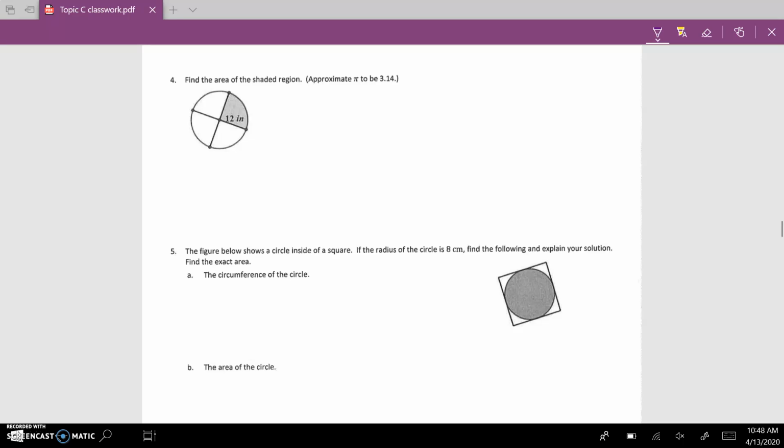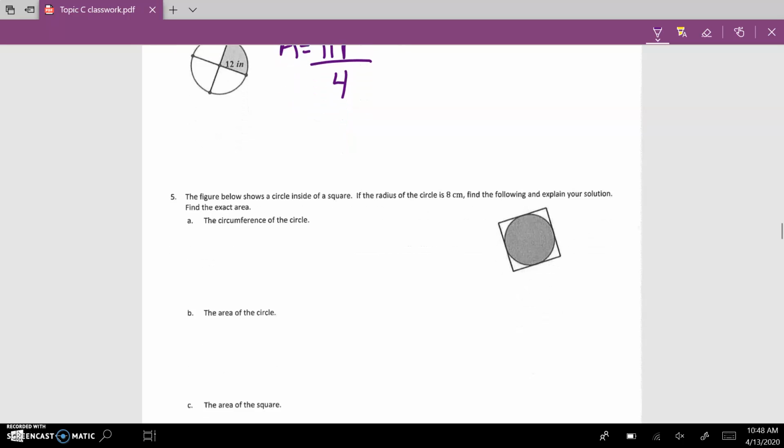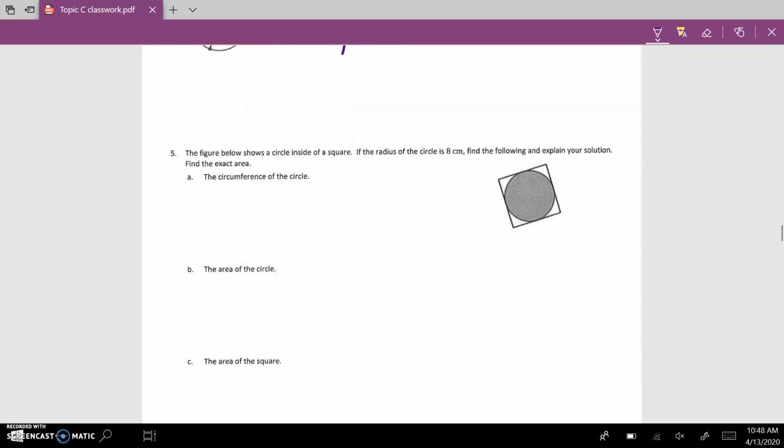On the second page here, again, find the area of a shaded region. So this is, again, a quarter circle, so it'd be A equals pi r squared divided by 4. And then the last one, the figure below shows a circle inside of a square. If the radius of the circle is 8 centimeters, find the following and explain your solution.